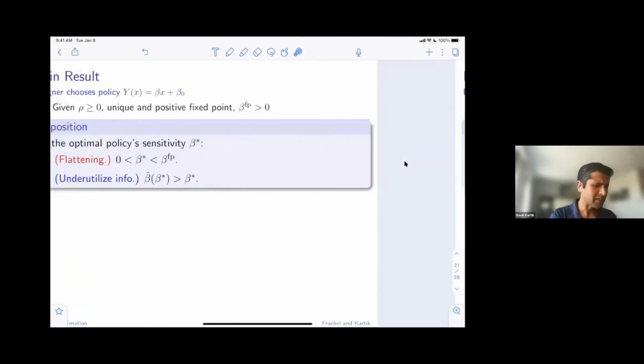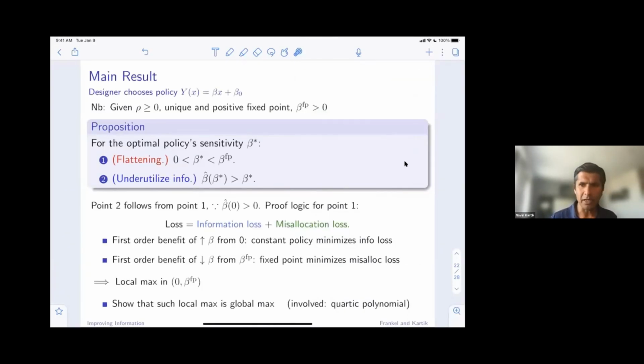Okay, so that's the main result. I don't have time to go through much of the proof. Let me just point out that it's easy to make a local argument, and that's basically what's in these first two bullets over here. You definitely don't want to be using a sensitivity of 0, because if you use 0, you're going to get a lot of information from the agent's action. In fact, a sensitivity of 0 would minimize the information loss, but would have lots of misallocation loss, and so you would want to increase your sensitivity from that.